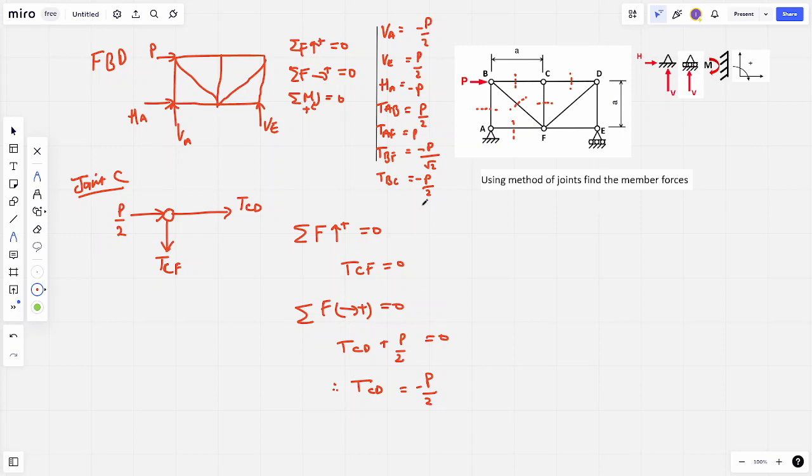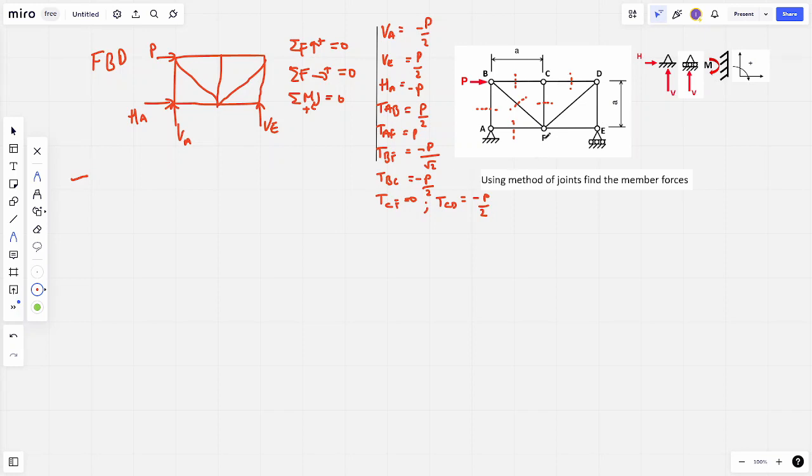So again, let's just add it to this table: TCF is equal to 0. And I'm going to add it to the side here: TCD is equal to negative P over 2. Now I'm going to clear the screen and move on to the next joint.